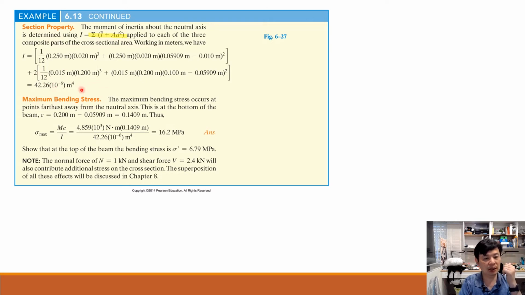Once we determine the centroid and the moment of inertia, then we can apply those to our bending stress. That's the maximum one, 16.2 megapascal. And at the top surface, we have a stress of 6.79 megapascal. Of course, the first is from the bottom point and this is from the top point. And the maximum will be the bottom one because we got the farthest distance over there. So that's all we have for this example.